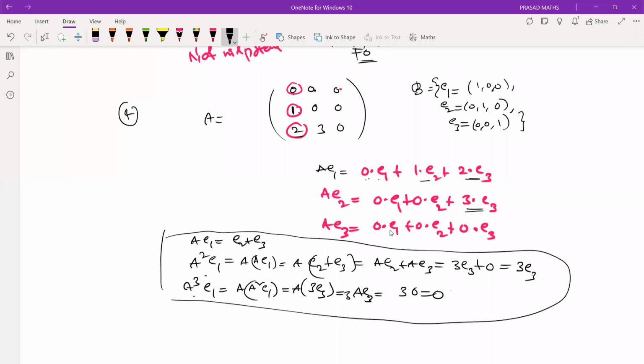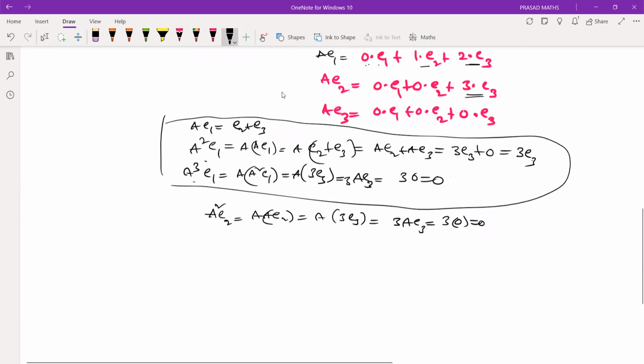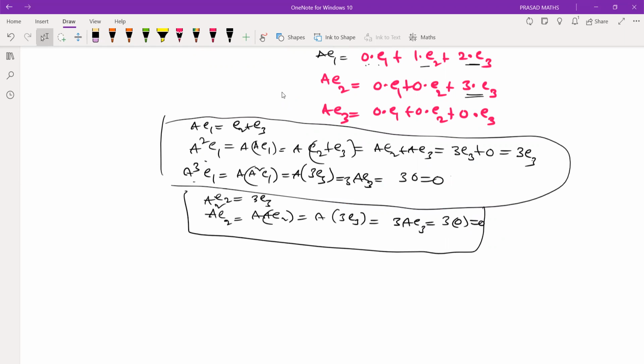Right? Similarly, you apply the same technique for e2. A square e2 is nothing but what? A of A e2. But what is A e2? 3e3. But this is nothing but A e3. That is nothing but 3 A e3, which is nothing but 0. So up to second power, you are getting 0. This is A e2 as it is. What is A e2? 3e3. So this is for A e2. Next, what is A e3? A e3 already is 0, right?